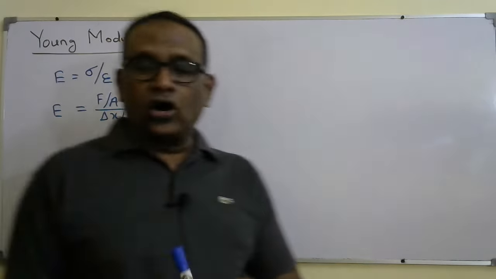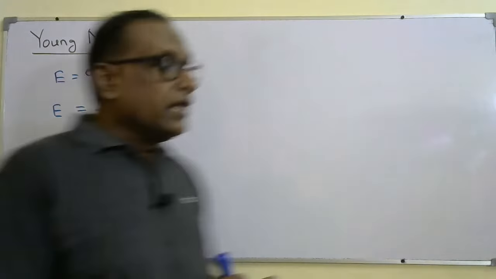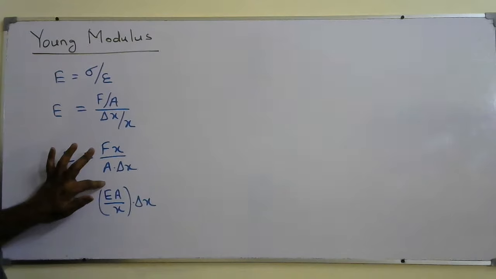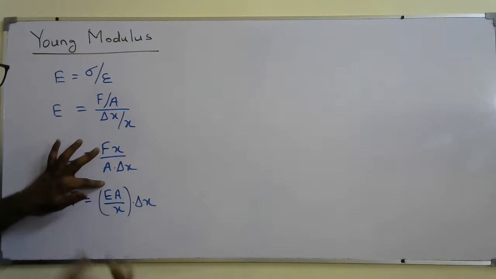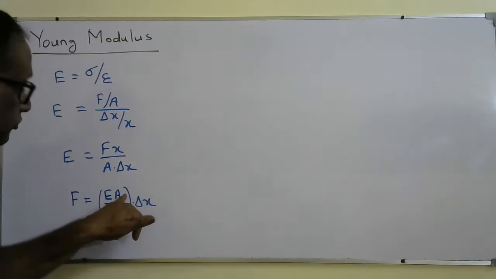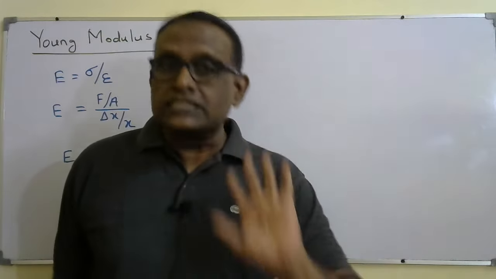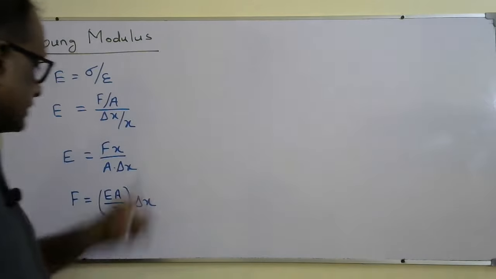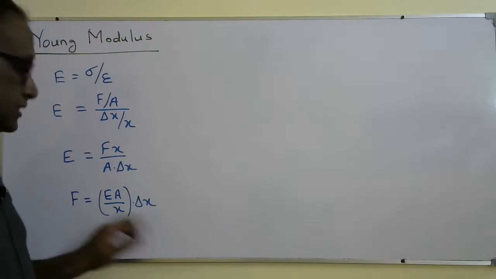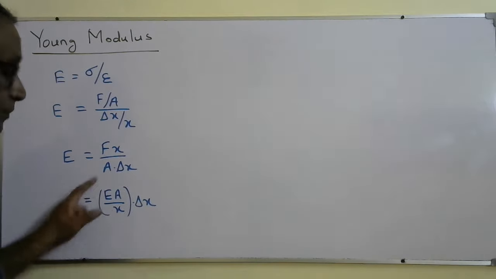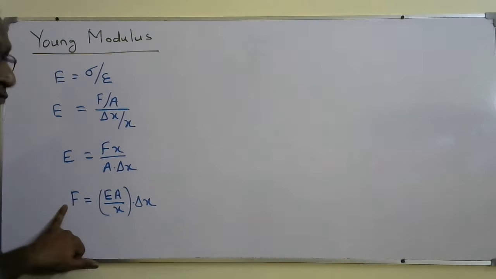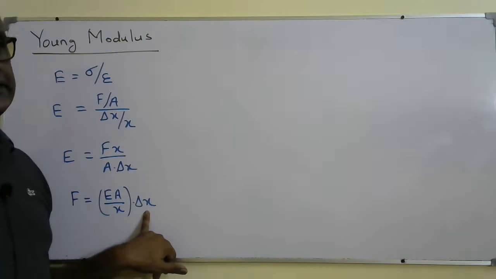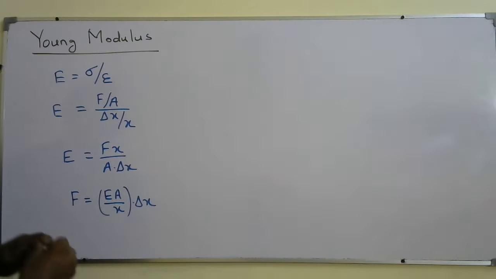That means for a given spring or a given wire, the Young modulus is constant, because it depends only on the type of the material. The area of cross section of the wire is not changing, so A is also constant. The initial length of the wire is constant. So all these quantities will be constant. When you change the force, the extension will change. So this is going to be the K.